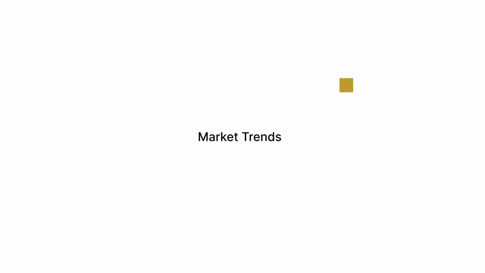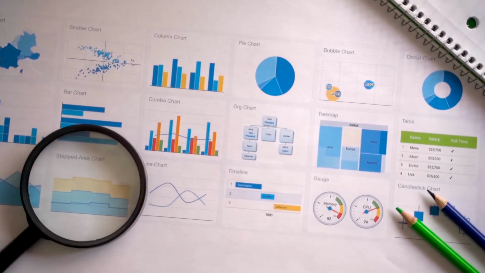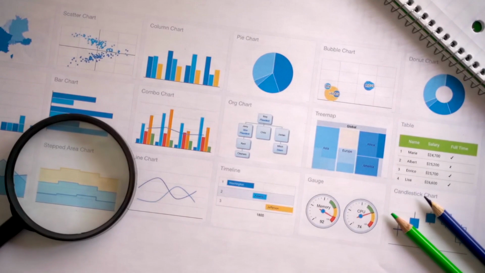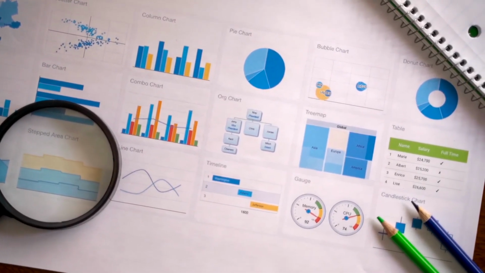The second one you should research is market trends. Industries are constantly evolving, and staying ahead of the curve is what separates leaders from followers. Researching market trends ensures your brand stays relevant and ready for what's next.